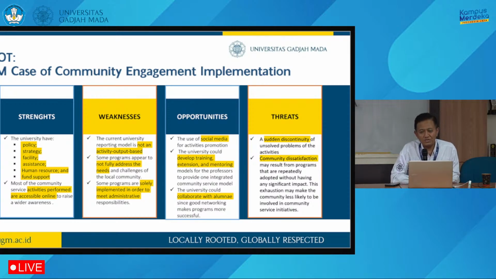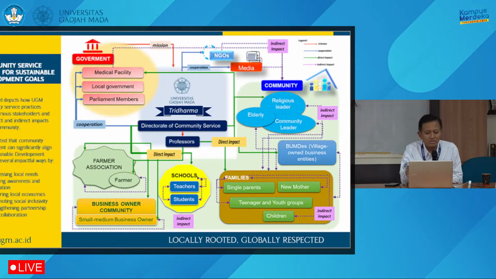The method UGM uses in conducting the community services, as we can see in this slide: the importance of the stakeholders is very important, and there are some direct and also indirect impacts of the activities of community services in the community.